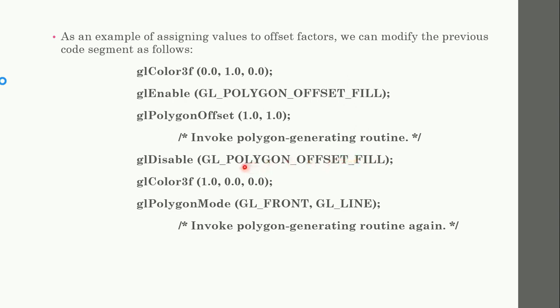After this, to color the edges, we have given a red color. So again glColor3f is written, 1.0, 0.0, 0.0. And after that, you have to again set the polygon mode, that is GL_FRONT, comma, GL_LINE. So this is the modified code. This particular code will eliminate the stitching effect.